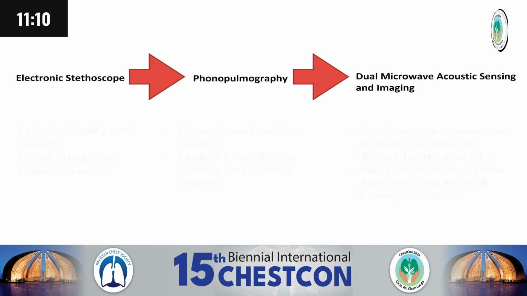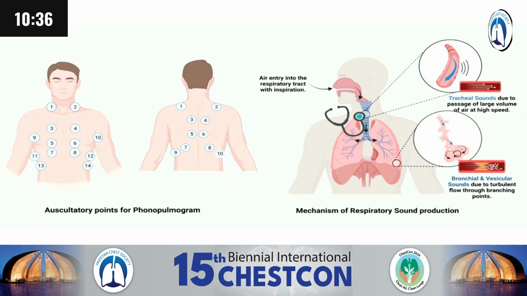For the electronic stethoscope, you can simply listen and amplify the sounds. But with phonopulmonography, you can not only listen, but also record and analyze the sounds. But this analysis is limited to the sounds on the body surface. The next step is dual microwave acoustic sensing. It combines analyzing the sounds with sensing deep tissue, your blood flow, and also your tissue properties.